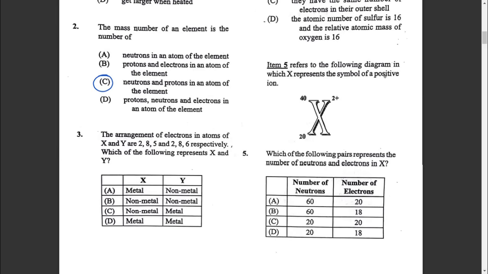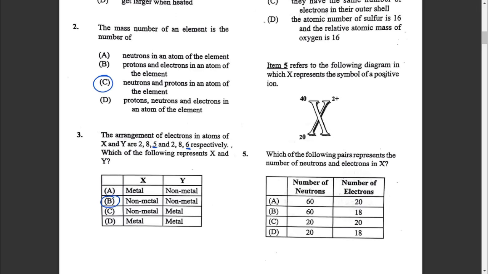Question 3. The arrangement of electrons in atoms of X and Y are 2, 8, 5 and 2, 8, 6 respectively. Which of the following represents X and Y? So based on the valence electrons of X and Y, they are nonmetals. They are both nonmetals because their valence electrons fall between 4 and 7. And so both are nonmetals. The answer is B.